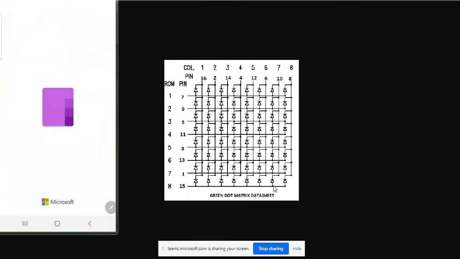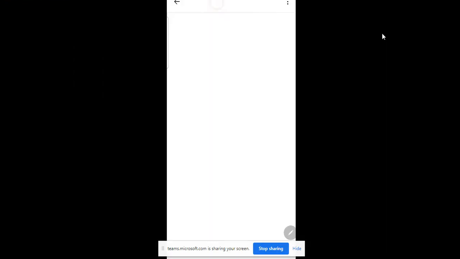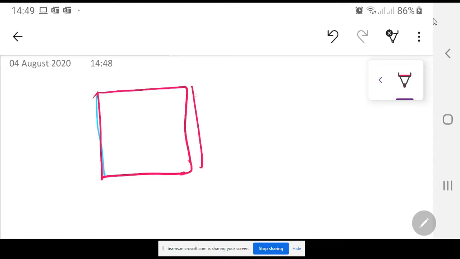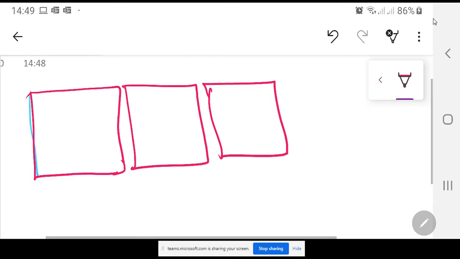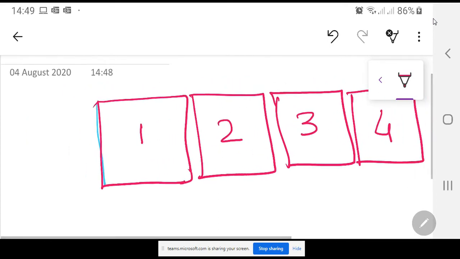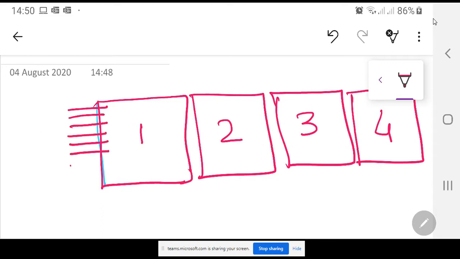Let me use another one, Microsoft OneNote. So if you have something 1 cross 4, you will be having this one. This means that you are having 1 cross 4. So this is the first dot matrix, second dot matrix, third dot matrix and fourth dot matrix. And if you are talking about the green dot matrix, this means that it is row wise arranged, 1 2 3 4 5 6 7 8.